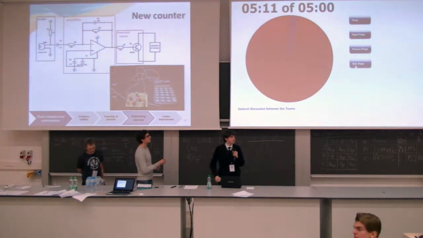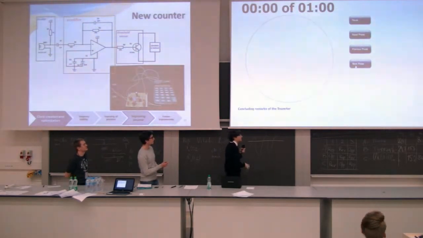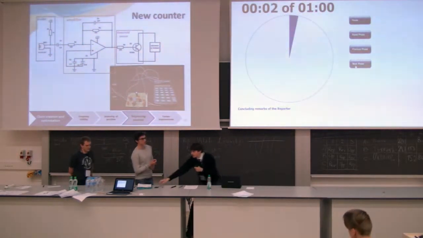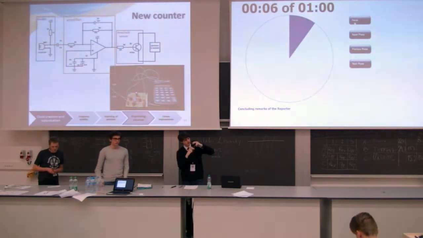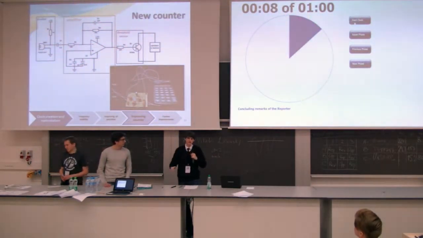Okay, can you briefly finalize? Yes, to finalize, the precision of our counter is the precision given by the number of digits of the calculator. Okay, so each can has only 10 digits.